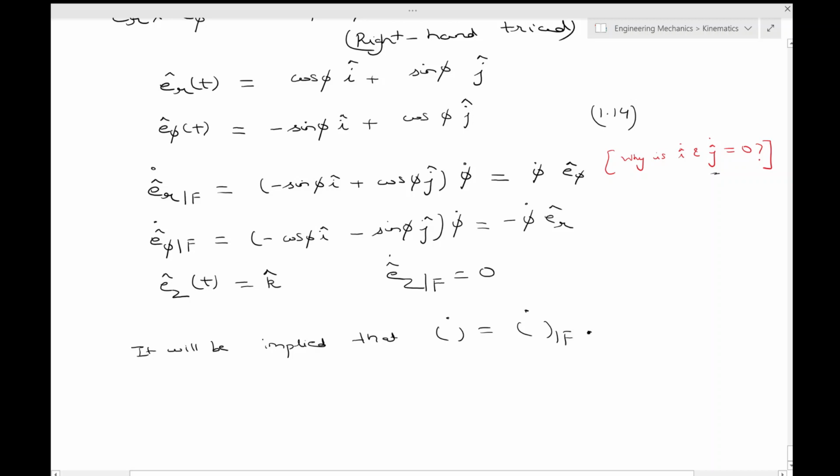So we want to now find the acceleration and velocity. Okay, so the easiest way obviously is to be able to write this r, which is the position vector of a point, in terms of the three coordinates: R(t) er hat(t) plus z(t) ez(t).